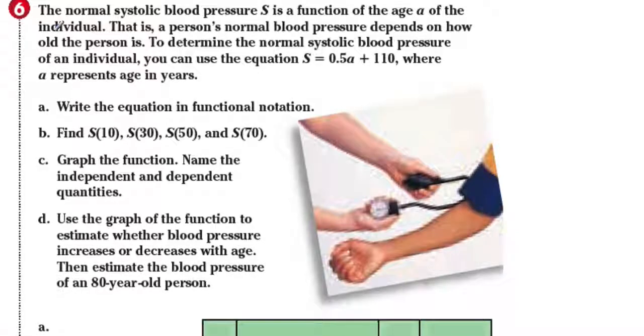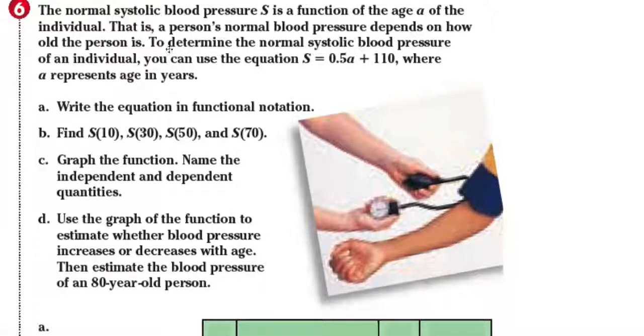The normal systolic blood pressure, S, is a function of the age of the individual. If you look at the first sentence, you know right away what the independent and the dependent variable are by reading it. It means that S is dependent on age. You can restate this as: the normal systolic blood pressure, S, is dependent on the age of the individual. So S is your dependent variable, A is your independent variable in this example. That is, a person's normal blood pressure depends on how old the person is.